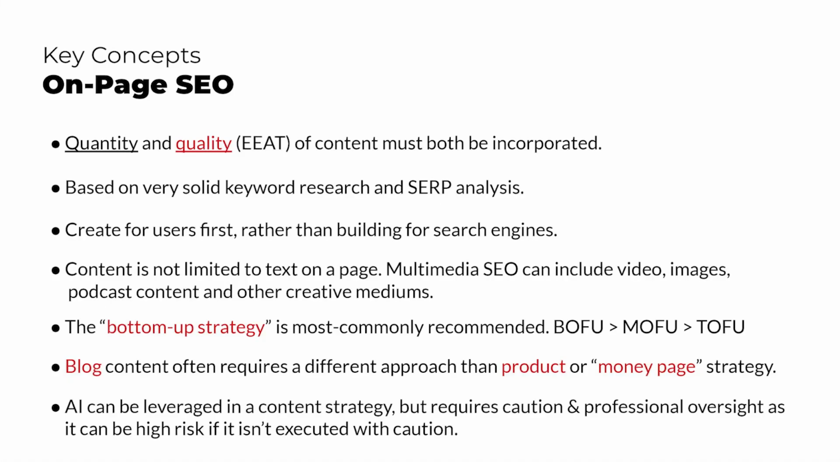And something that's on everyone's minds right now is how AI can be leveraged in an SEO content strategy. It can be leveraged in a content strategy. However, it does require some caution and professional oversight because it can be high risk if it's not executed with caution. There are better ways to use AI in an SEO strategy versus risky ways to use AI in an SEO strategy. So we're going to talk about how to utilize AI in a way that is not high risk for your content strategy.